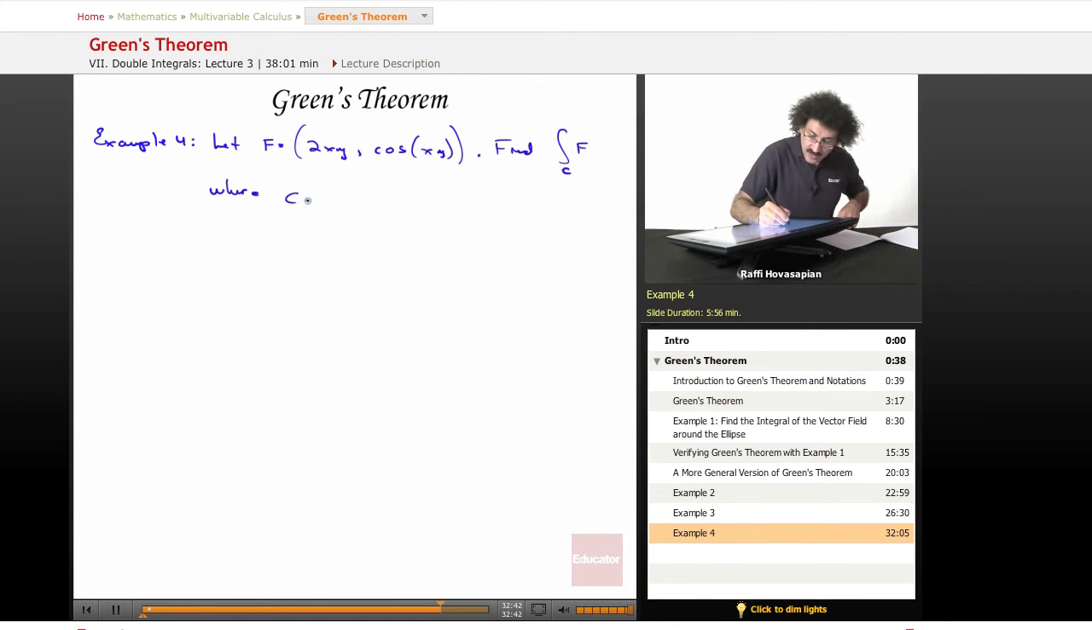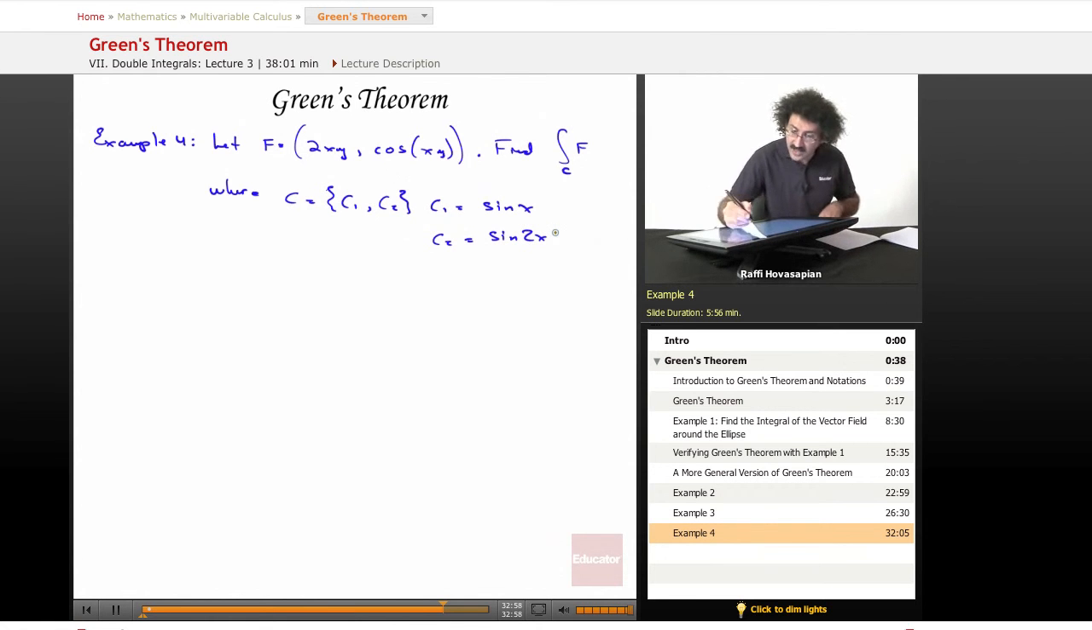where c is equal to the two curves c1 and c2, where c1 is equal to sine x and c2 is equal to sine 2x. And we would like x to range from 0 to pi. So let's go ahead and draw out what this region is.